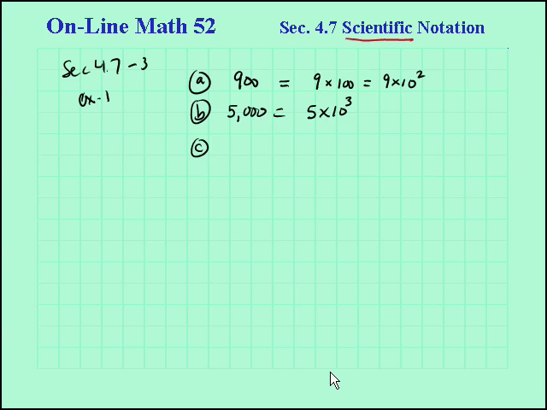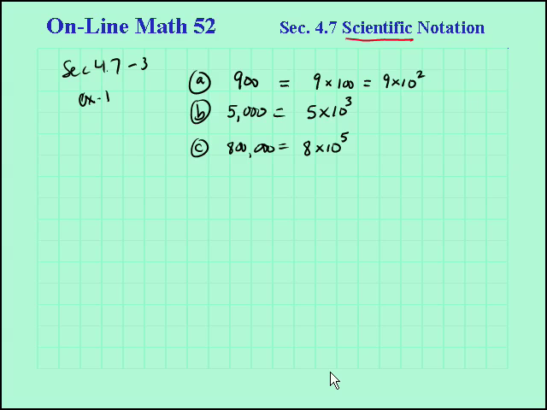Let's see, part C, 800,000. Just a matter of 8 times 10 to, well, counting up how many zeros we have: 1, 2, 3, 4, 5. So that's 10 to the 5th. And you get the idea. I don't need to do part D. You've got the idea already.